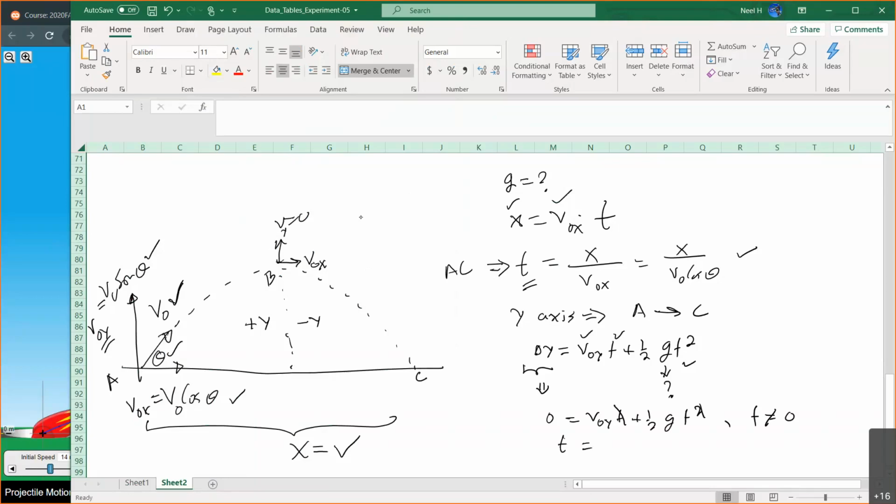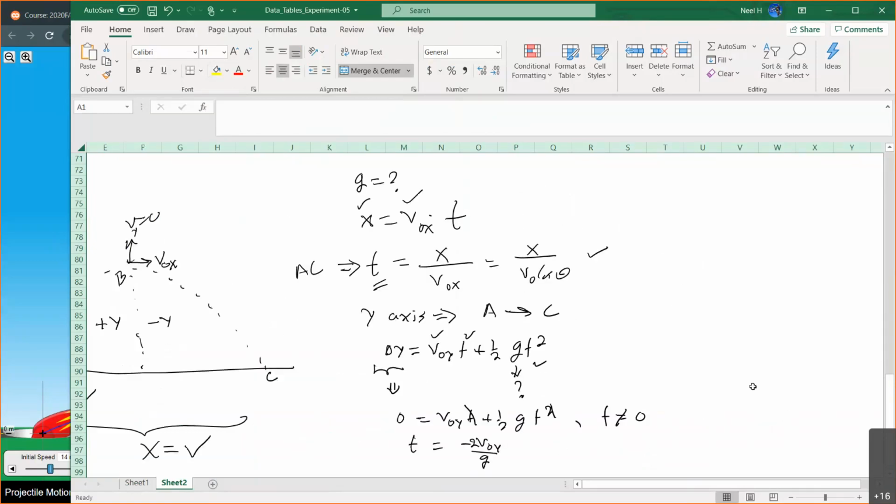Then you can find the t easily by using this equation. Bring the v0y to this side. This is going to be negative v0y times 2 divided by g. Question. And the v0y, on the other hand, you already know. And the t, you can combine these two equations to get the information we're looking for. Let's write it down.